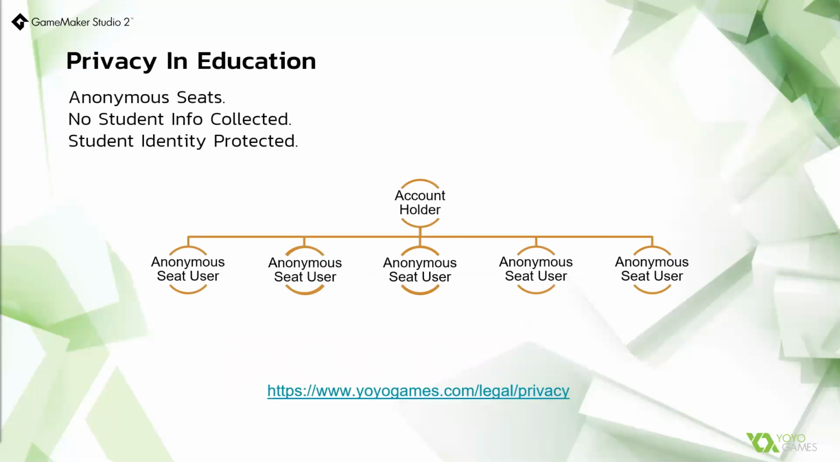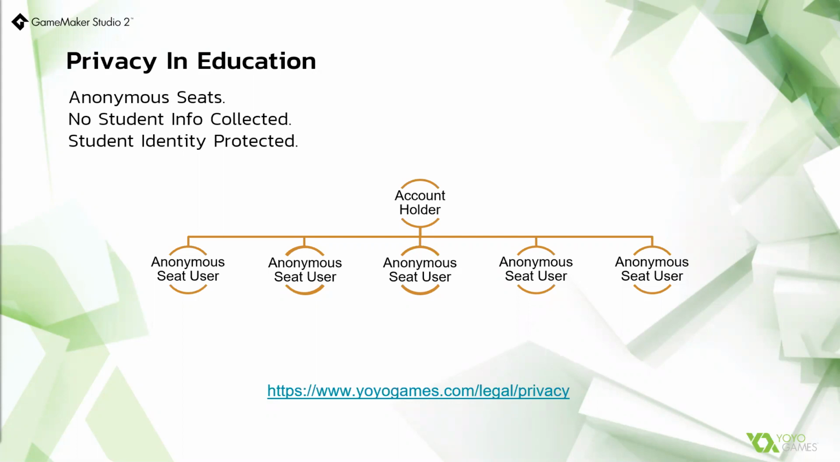Last point I just want to touch on is privacy, and privacy is really important. The way that we work is that in each school, a teacher will create a GameMaker account, and then they'll purchase seats and concurrent use seats. And the way that those seats work is that we don't see the student at all. The student enters no data. The teacher allocates licenses, and those licenses consist of anonymous usernames and anonymous passwords.